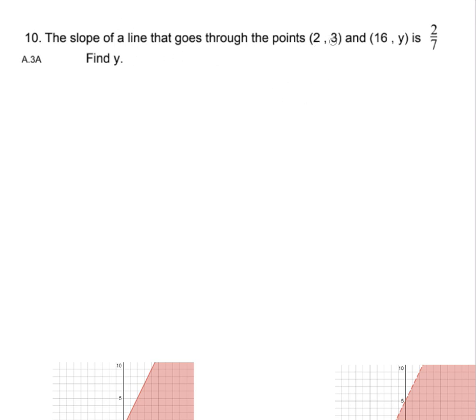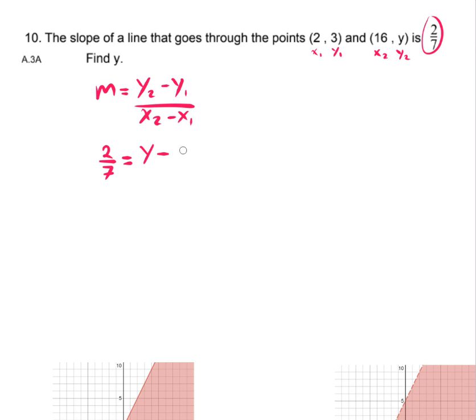So the slope of a line that goes through the points (2, 3) and (16, y) is 2/7 here. So once again, my slope formula is m is equal to y2 minus y1 over x2 minus x1. And if I actually write these out, this would be my x1, this is my y1, right? This is my x2 and my y2. And my slope is this 2 over 7 here. So once again, I get 2/7 is equal to y minus 3 over 16 minus 2.